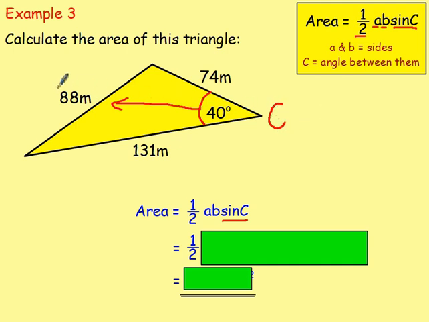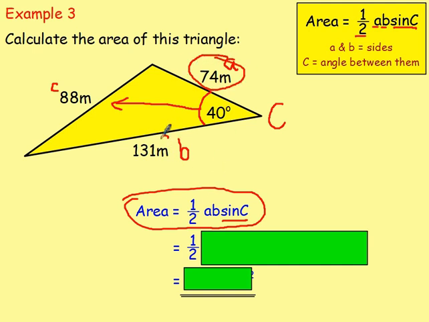Across from C, we would have small c. C for Camille. And we would have A and B. A for Adam and B for Brian. Remember, it doesn't matter which way around we have the A and the B. But if this is capital C, the side opposite that is small c. In the formula, it is a half AB sine C. We need A, so we would need the 74. We need B, the two sides either side of the angle.